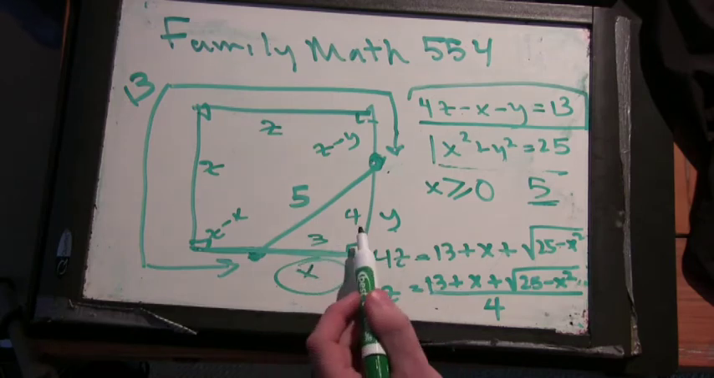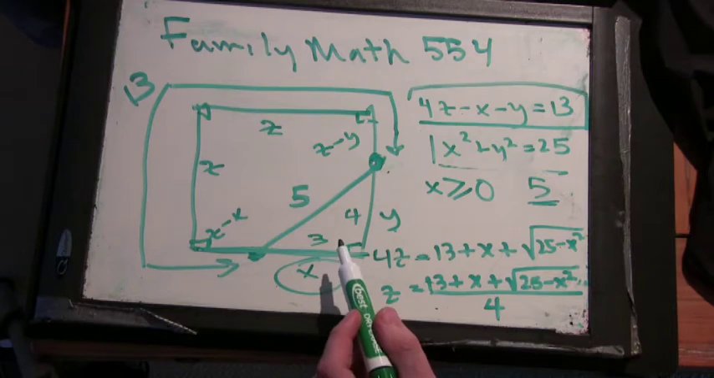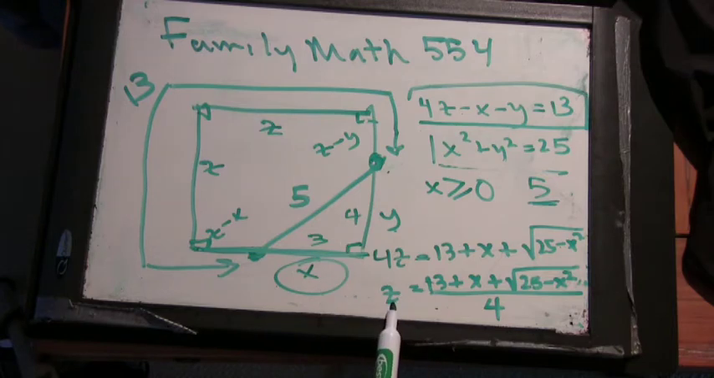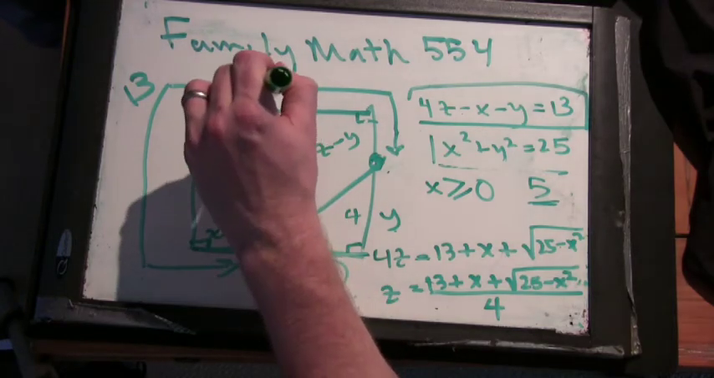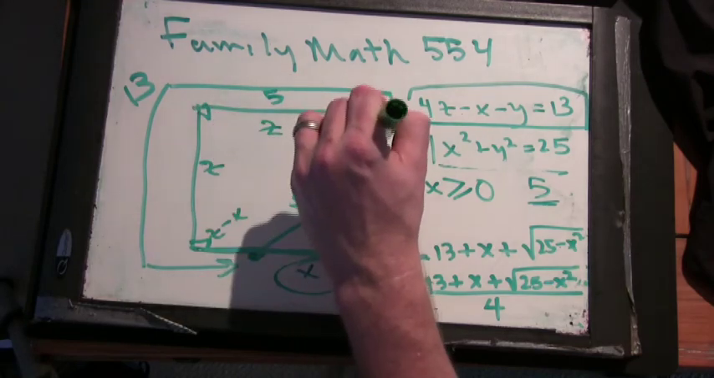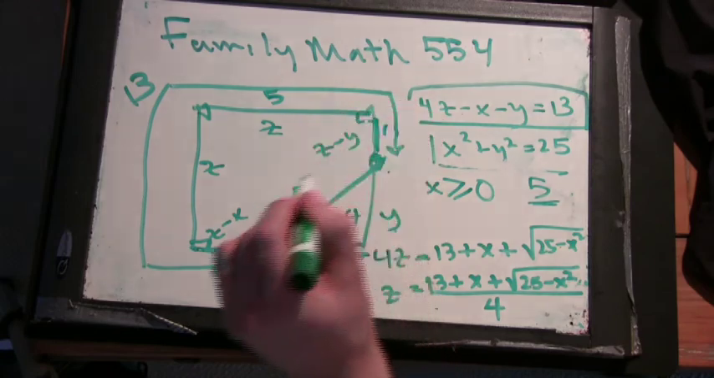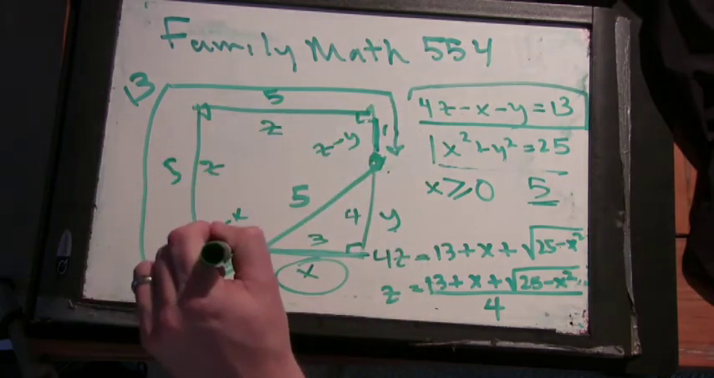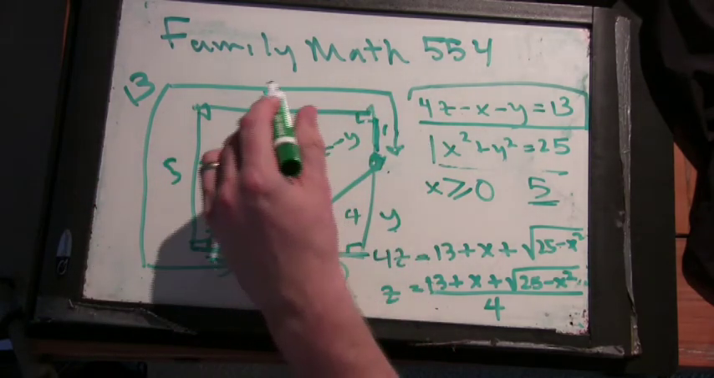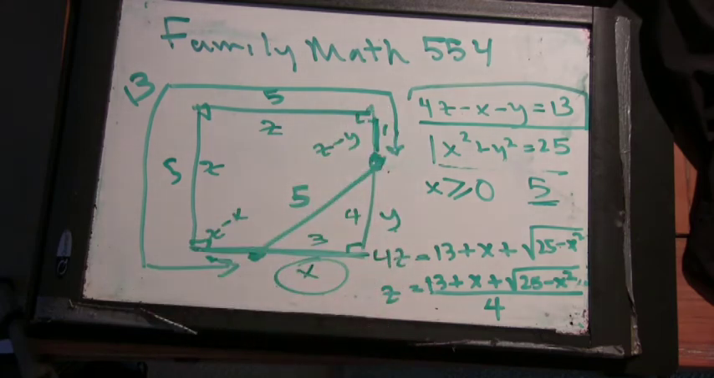Okay, so 3, 4, then z. We found z was 5, so the side length itself was 5. So what's this part here? That's 1. 1, 5, 5. What's this? 2. So we get 5 plus 5 is 10, plus 3 is 13. So we did find a case that worked. Okay, can you find another case that worked?